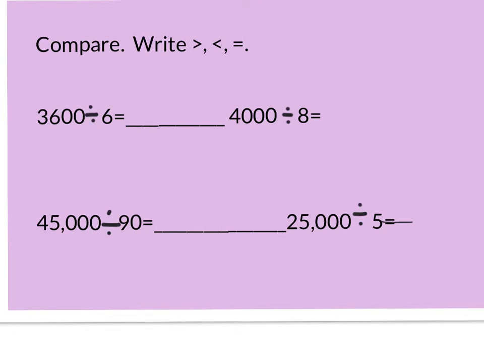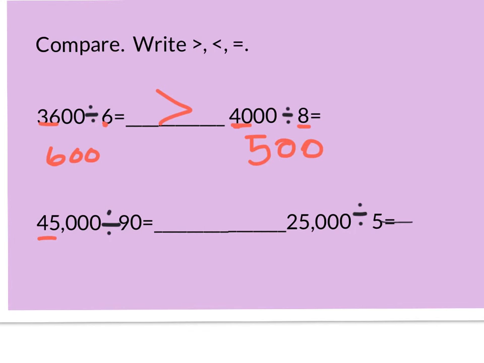Okay, you're going to do the same thing when you're comparing. So we're going to have to write less than, greater than, or equal to. So 3,600 divided by 6 would be 600. Here, the basic division fact is 40 divided by 8 is 5. And then there's 2 zeros, so we get 500. So 600 is more than 500, greater than 500. Okay, so press pause and see if you can do the next one.